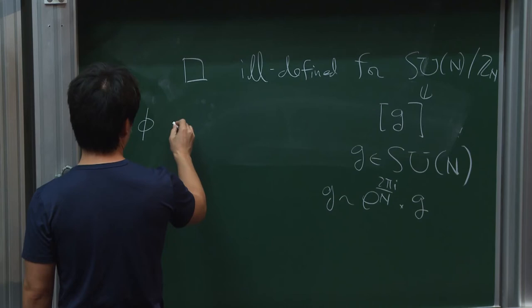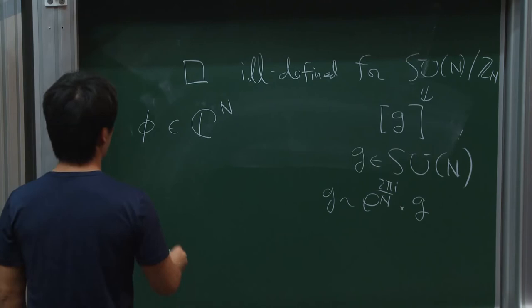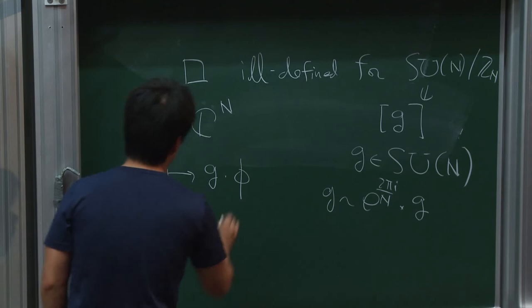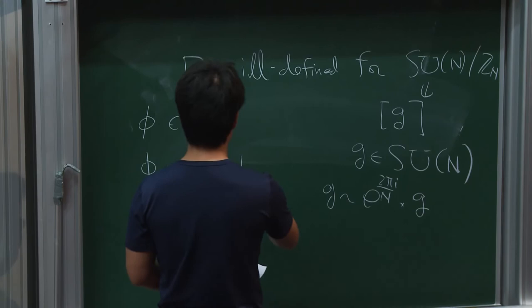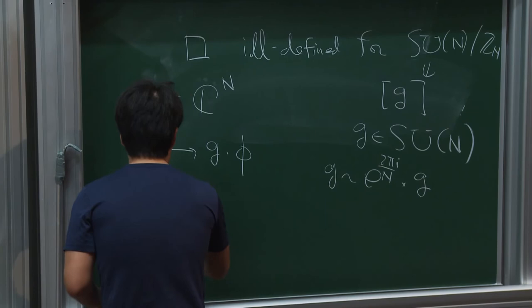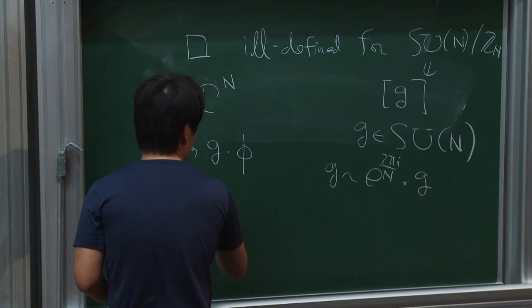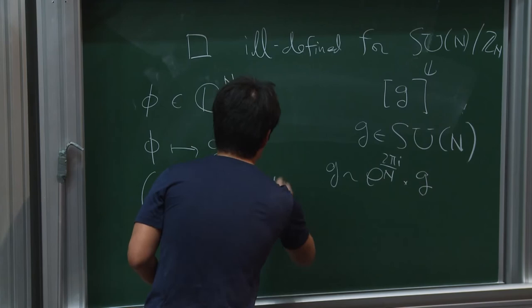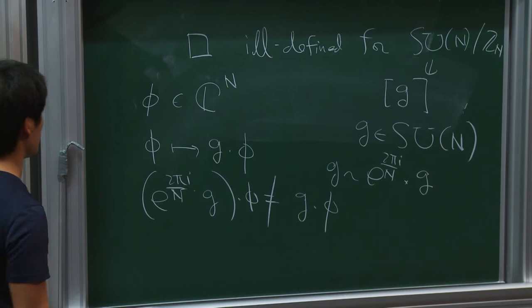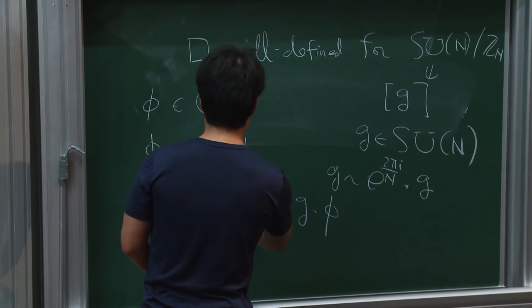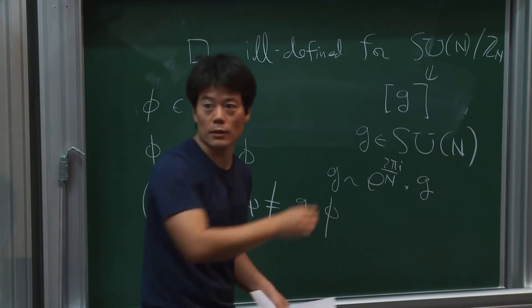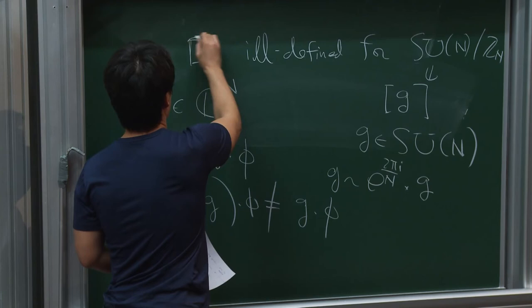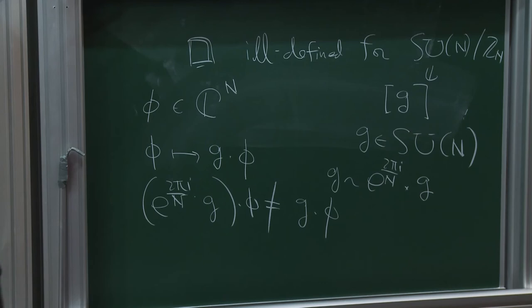Now, consider something phi in the fundamental representation, so phi transforms by g times phi. But this is not a well-defined representation of SU(N) mod Z_N, because the result of the action of the group element depends on the choice of representative in the equivalence class. So this means that the fundamental representation of SU(N) is not a well-defined representation of SU(N) mod Z_N. Am I clear? Okay. Very good.